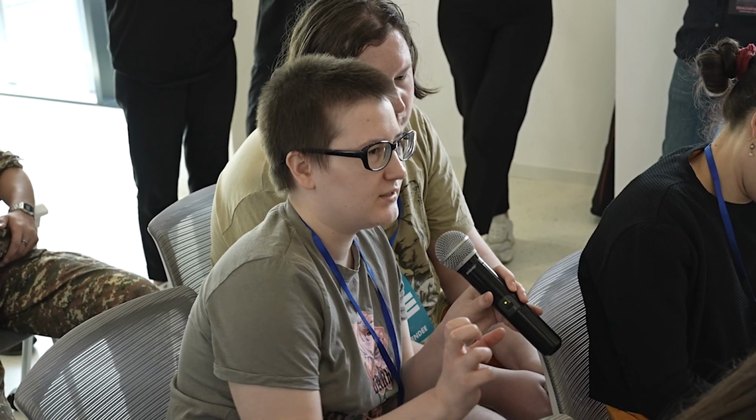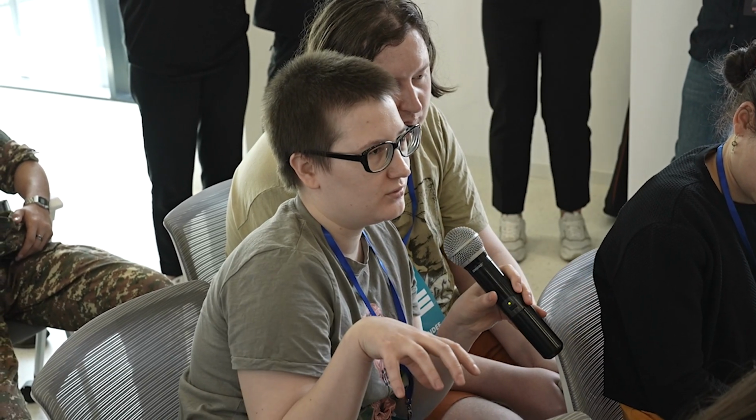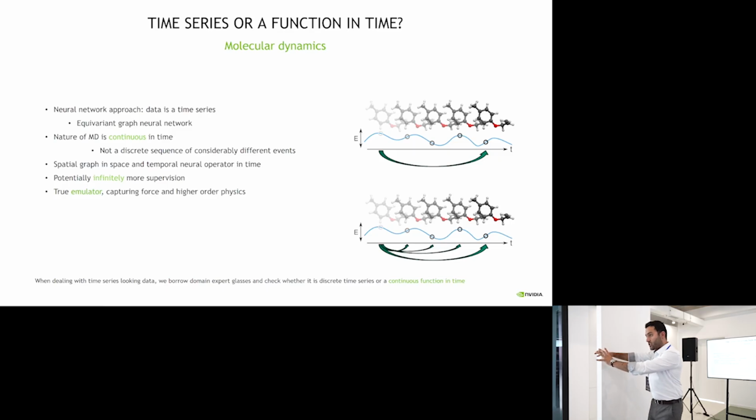So the function for the operator is a function of time. It's a graph in time to a graph in time. So the functional part is actually the time. The graph is a function in time here. But in the spatial domain, you will still have a GNN, a graph neural network. In the temporal domain, you apply the neural operator-specific architecture.